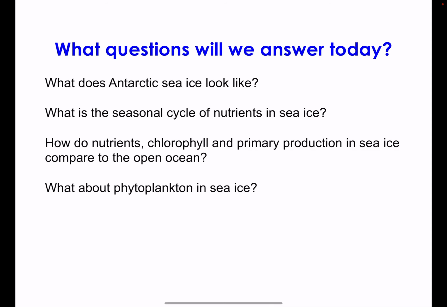Okay, so the questions we'll answer today are: what does Antarctic sea ice look like? I mean, we hear this term sea ice all the time, but what does that actually mean? This is focused on biogeochemistry, so we're going to talk about the seasonal cycle of nutrients in the ice, and we're also going to look at how nutrients, chlorophyll, and primary productivity in the ice compare to that of the open ocean, and we'll talk a little bit about phytoplankton in sea ice. So this lecture is not going to be particularly deep. It's mostly just to give you an introduction to the idea of sea ice and the fact that there is active biogeochemical cycling in the ice.